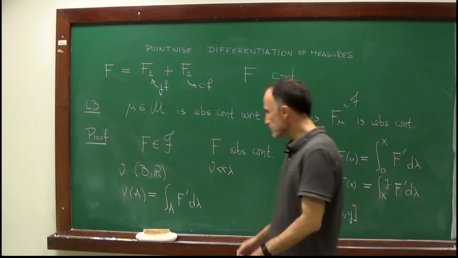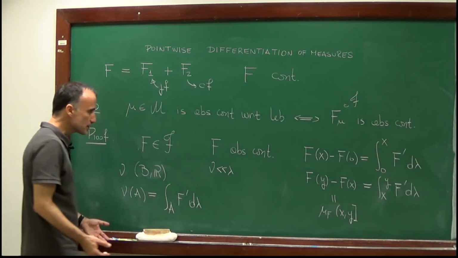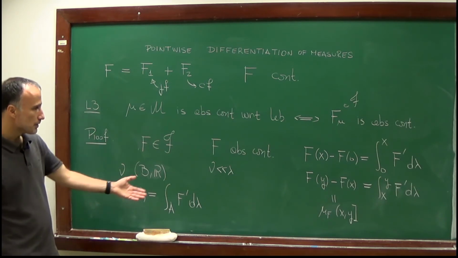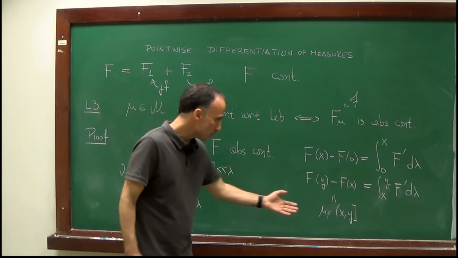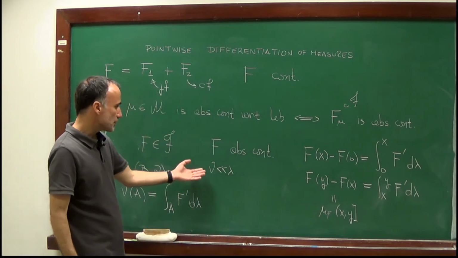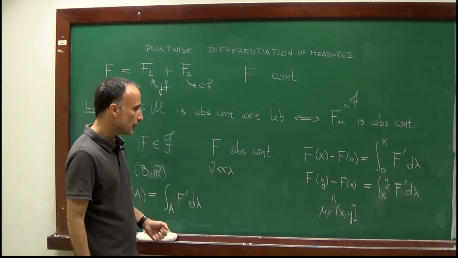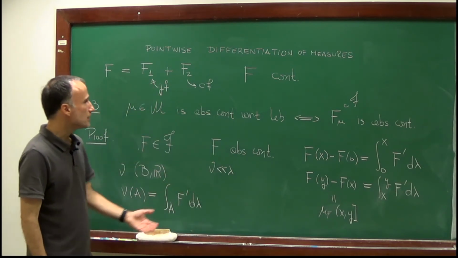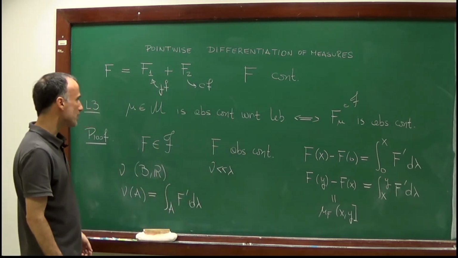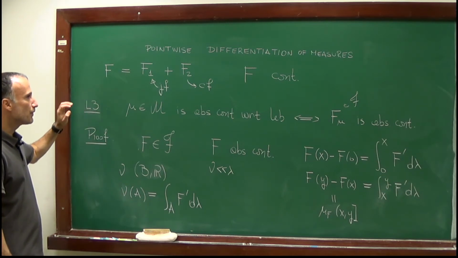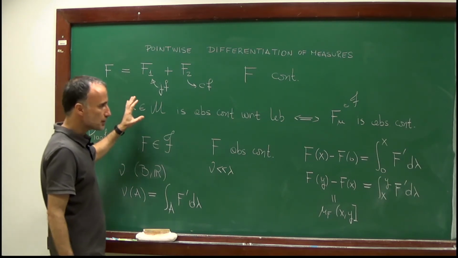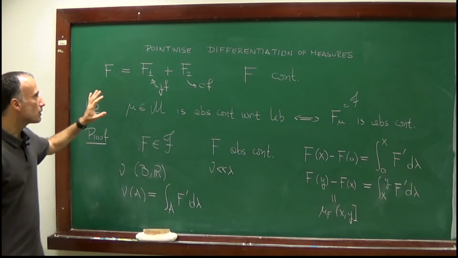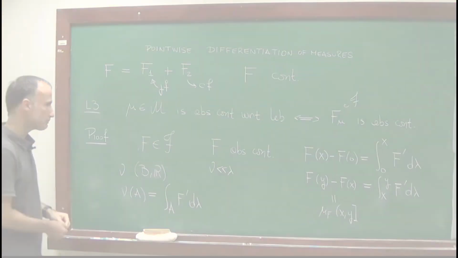This shows that they coincide on the semi-algebra, and since the extension to the Borel sigma algebra is unique, this proves that nu is equal to mu_f, and therefore, since nu is absolutely continuous with respect to lambda, mu_f is also absolutely continuous with respect to lambda, and this proves the converse assertion. So this proves Lemma Three, and therefore we have a characterization between absolutely continuous functions and absolutely continuous measures.